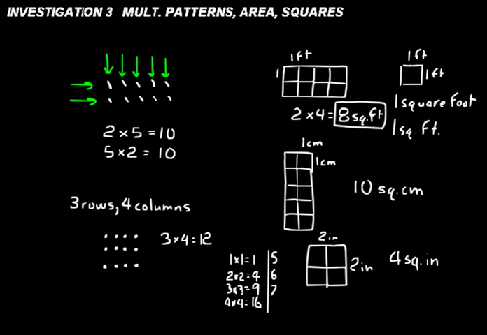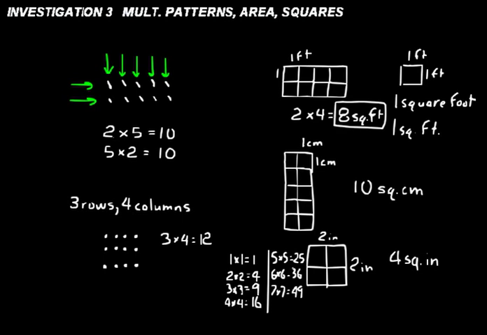Well, 5 squared, or 5 times 5, that's 25. 6 squared, or 6 times 6, that's 36. 7 squared, or 7 times 7, that's equal to 49. We call those perfect squares. A number multiplied by itself, that's called a perfect square, or a square number.